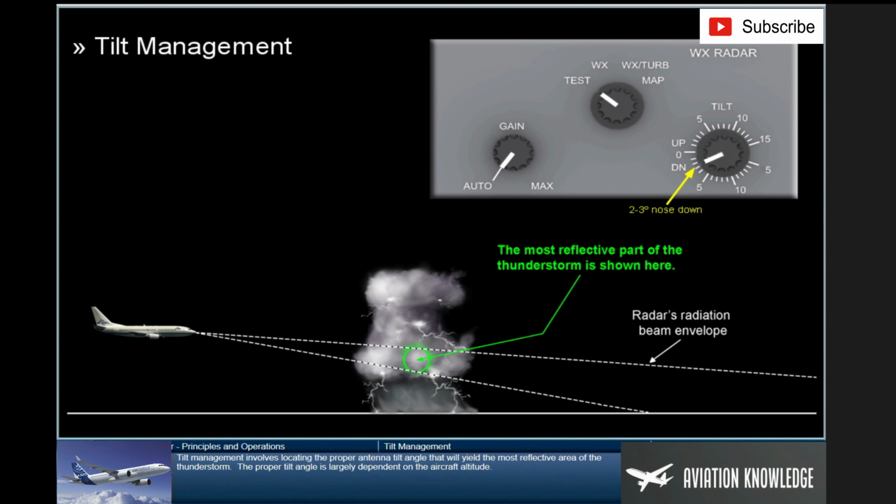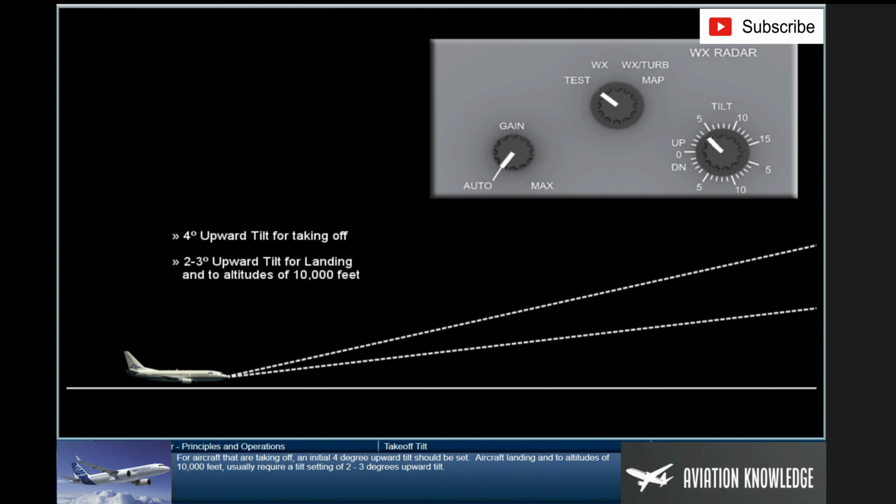Tilt management involves locating the proper antenna tilt angle that will yield the most reflective area of the thunderstorm. The proper tilt angle is largely dependent on the aircraft altitude. For aircraft that are taking off, an initial 4-degree upward tilt should be set. Aircraft landing and to altitudes of 10,000 feet usually require a tilt setting of 2 to 3 degrees upward tilt.